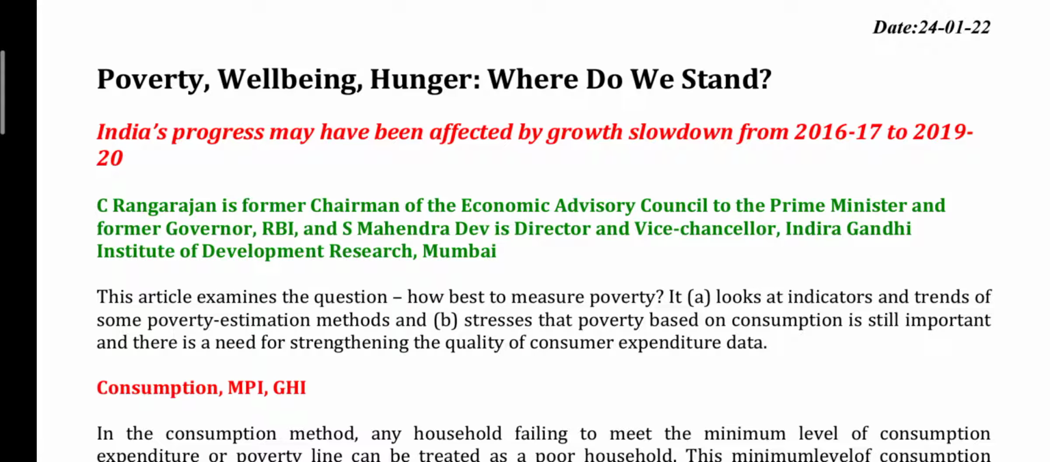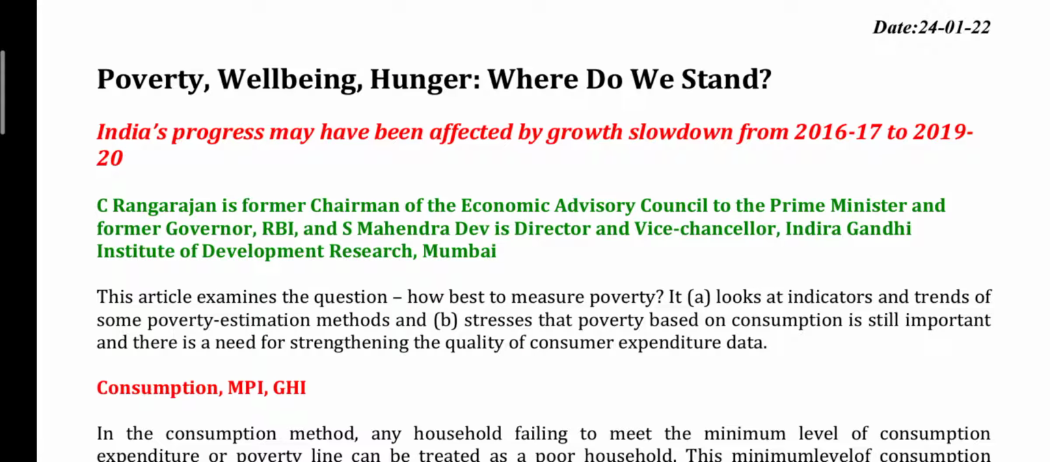Consumption, MPI, GHI. In the consumption method, any household failing to meet the minimum level of consumption expenditure, or poverty line, can be treated as a poor household. This minimum level of consumption expenditure can be derived from minimum expenditure on food and non-food items.